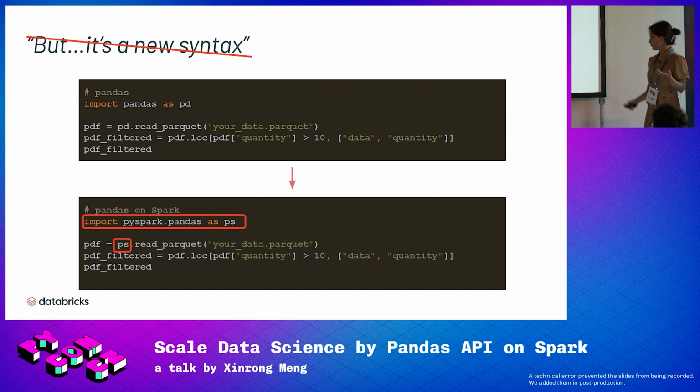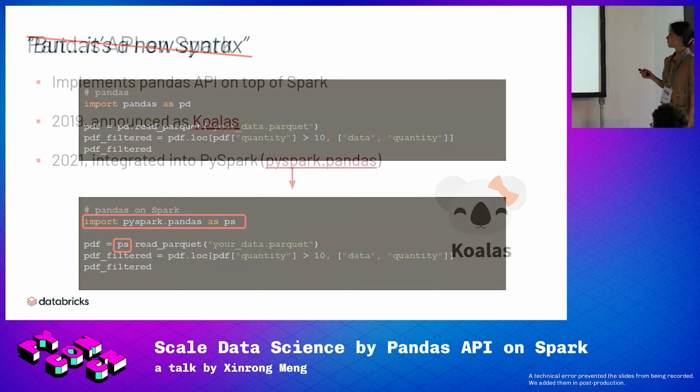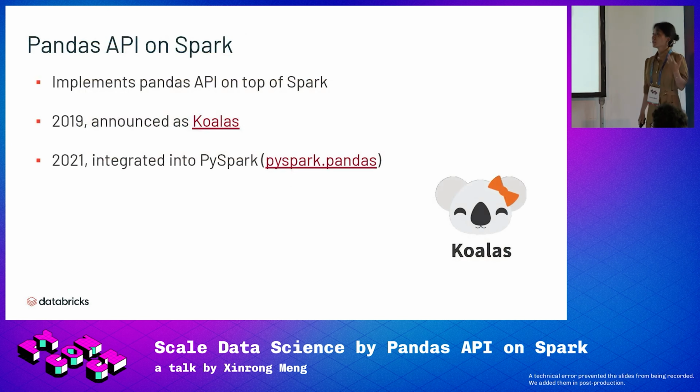With Pandas on Spark, we only have to change the imports, and then you are set to scale. Pandas on Spark implements Pandas API on top of Spark, very intuitive. And it brings the familiarity of Pandas API to the scalability of Apache Spark. It was first introduced as Koalas in 2019, and is fully integrated into PySpark since 2021. We can import it as pyspark.pandas.